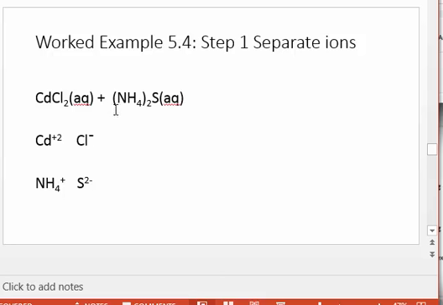We then separate ammonium and sulfide. Ammonium has a charge of +1, while sulfide has a charge of -2. Even though there are two ammonium cations in the formula, we will only use one in this step. Next, we switch ions. Cadmium(II) will be placed with sulfide to form cadmium(II) sulfide, and ammonium will be placed with chloride to form ammonium chloride.